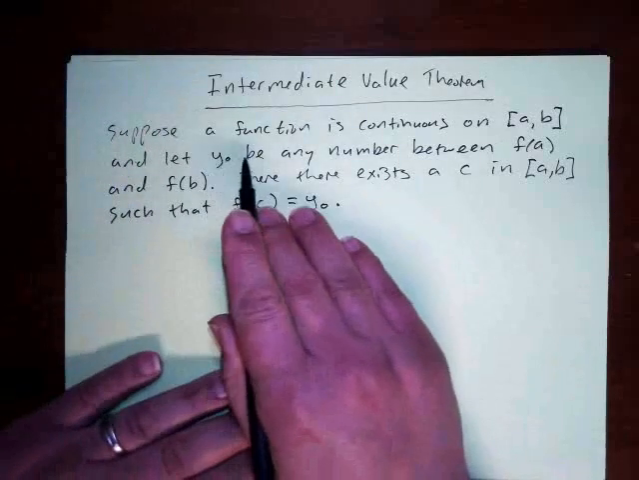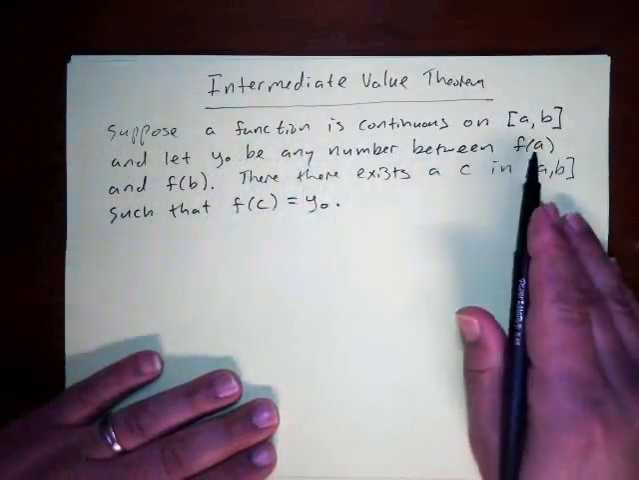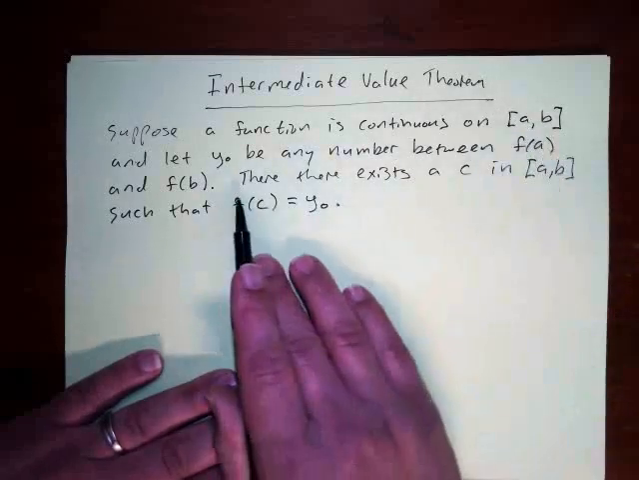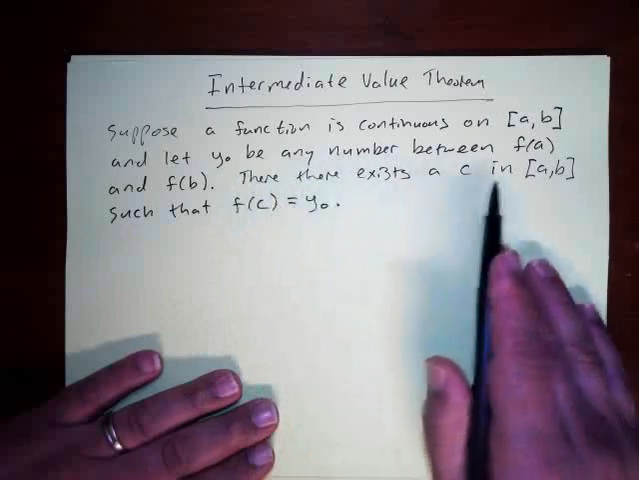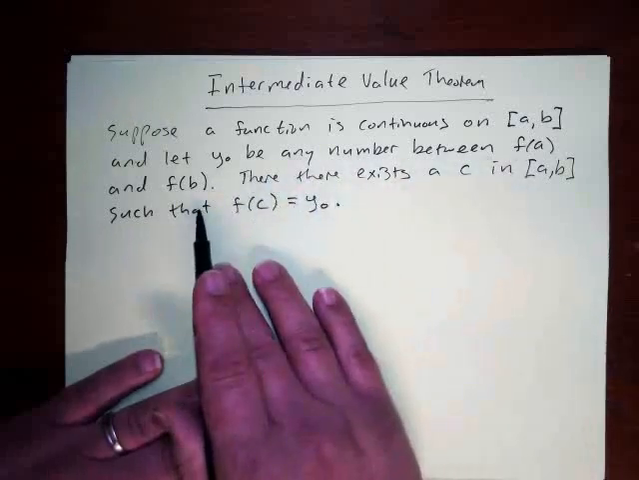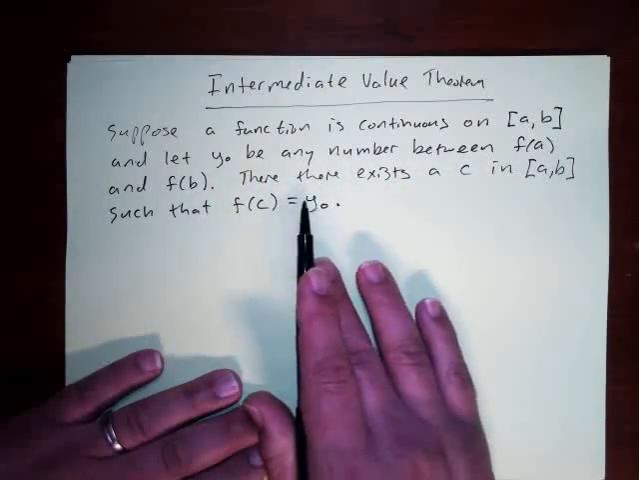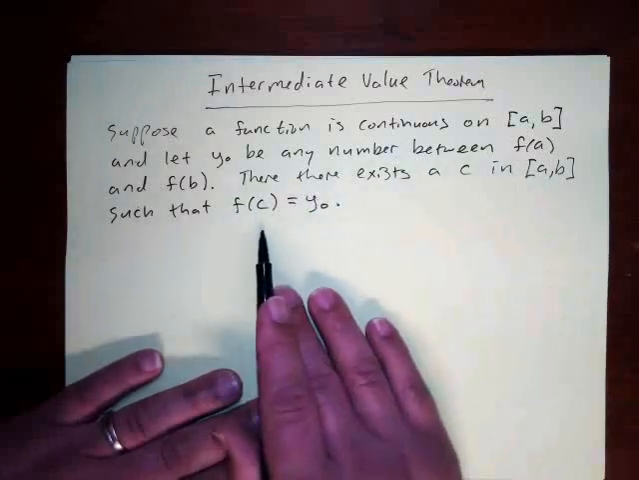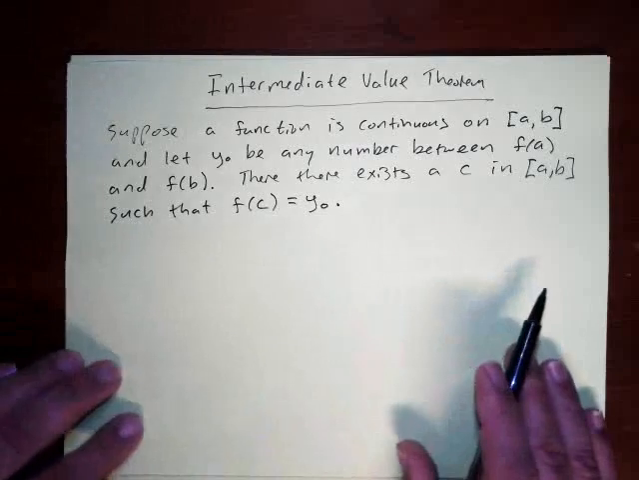It gives this condition. Suppose a function is continuous on the closed interval a to b, and then let y naught be any number between f of a and f of b. The theorem then says that there exists a c on the closed interval a to b such that f of c is equal to y naught.